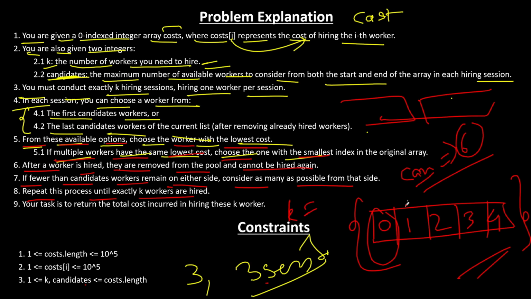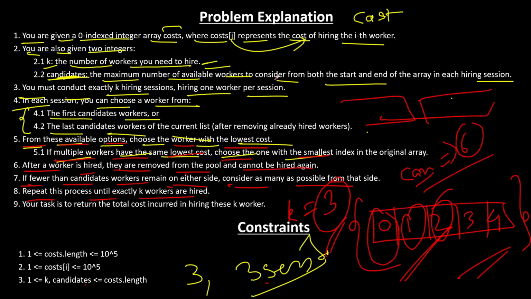Suppose if this is the case, I will be taking 0, 1, and 2 if the k value is 3 to complete the particular case, right? It is what is written here. If fewer than candidates workers remain on either side, consider as many as possible from that side to basically complete the k workers. Okay, so the question is pretty straightforward.